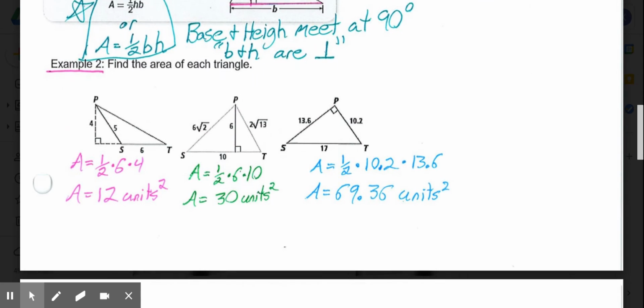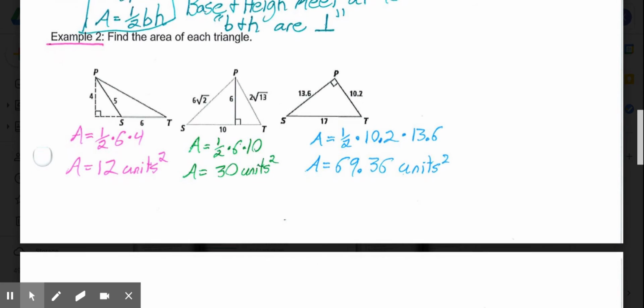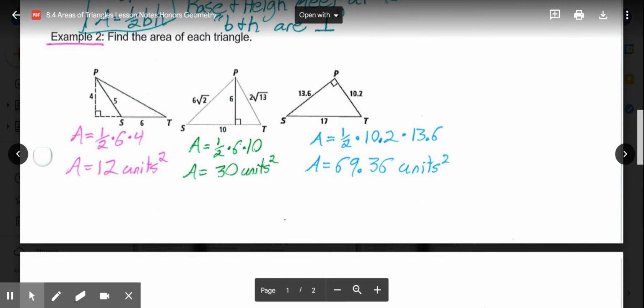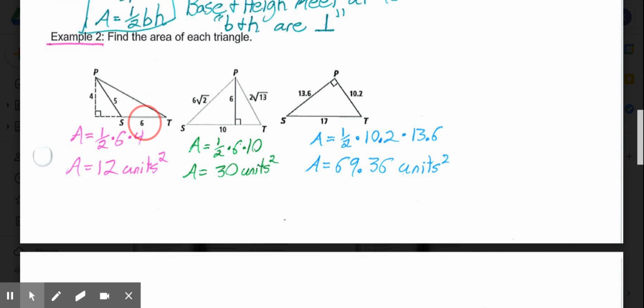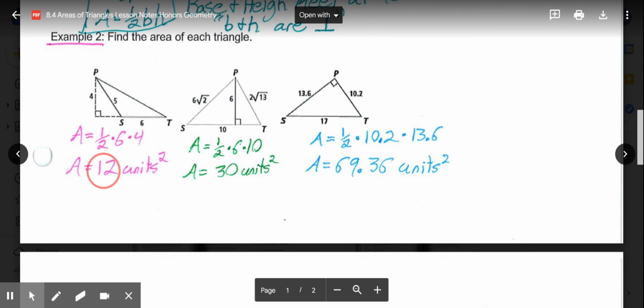So for example 2, we have: find the area of each triangle. So right away we're looking at triangle PST here, and in this case our altitude or height is outside the triangle, drawn here, which would be 4. Our base, even though they have to extend ST to connect it with that, our base is still just that original length of 6. So it's 1/2 6 times 4, giving us 12 square units.